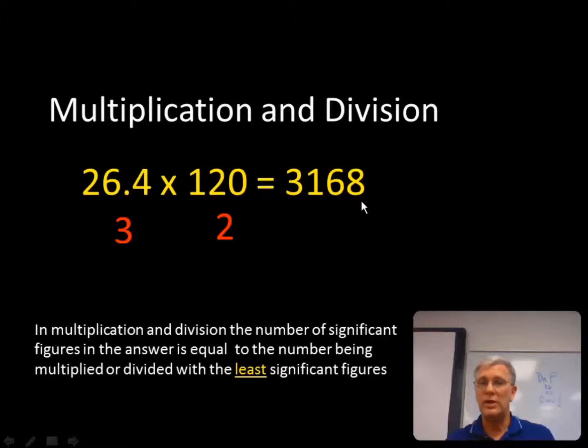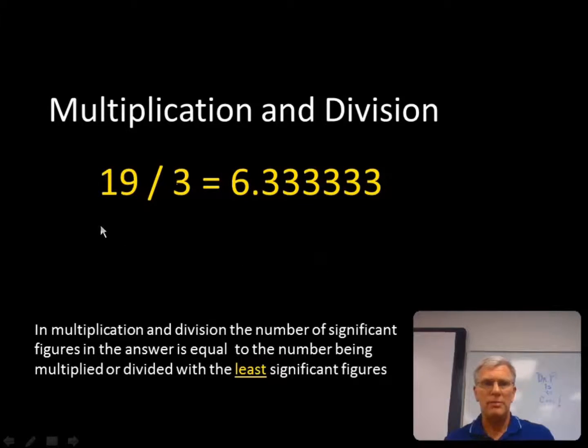3168 has 4 significant figures, so that number would need to be changed so that it would have 2 significant figures. So we need to round the 1 either up or down. In this case we'll round it up, and the correct answer would be 3,200, an answer with 2 significant figures.